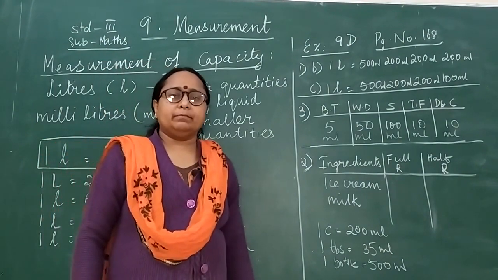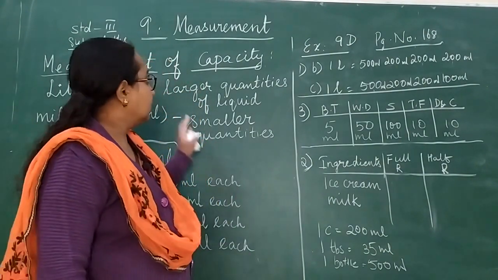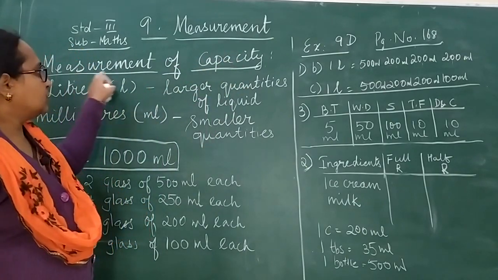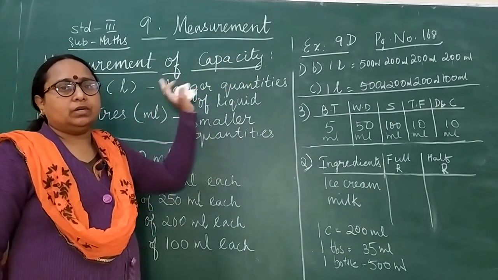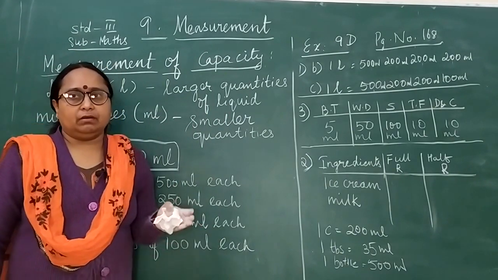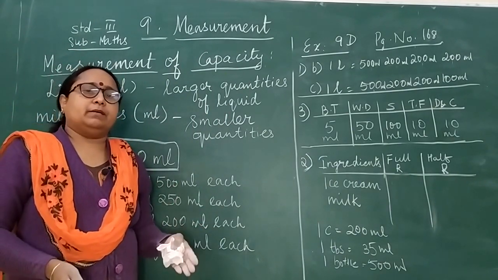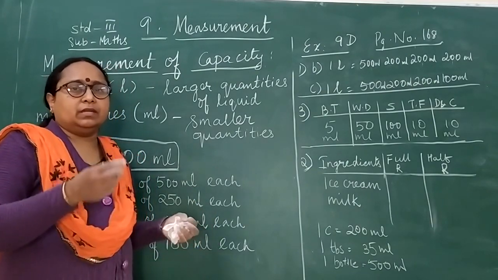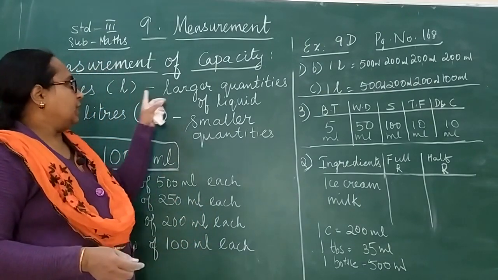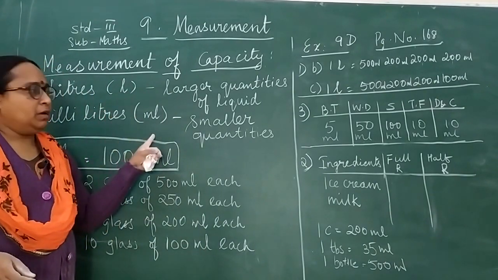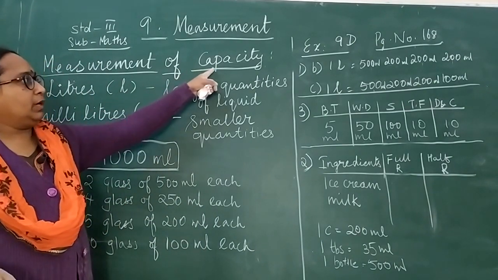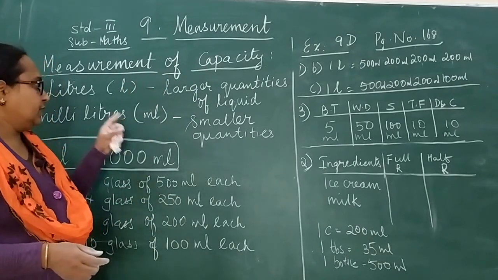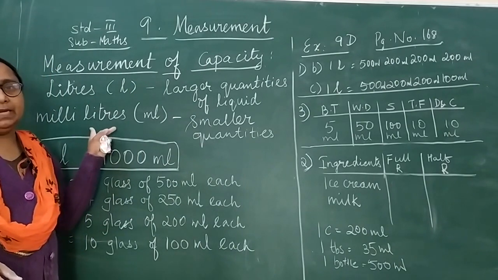Hello kids, welcome back. So we'll be continuing with this 9th chapter, measurement, and now you will be seeing measurement of capacity. When you are measuring something in a liquid form, for example water or milk or juice, you measure it in liters or milliliters. These are the units for capacity.